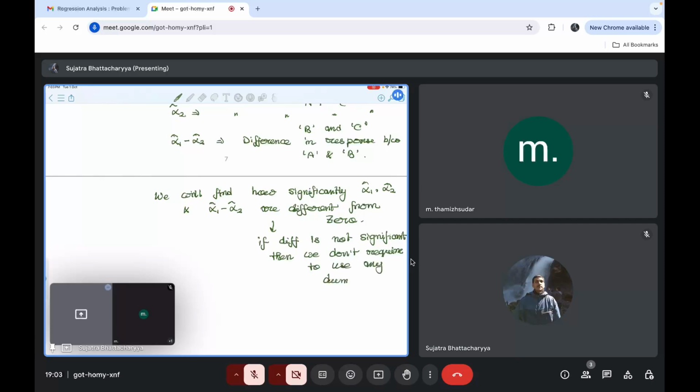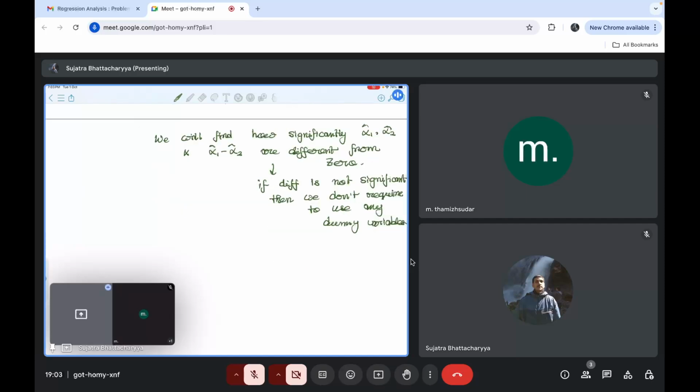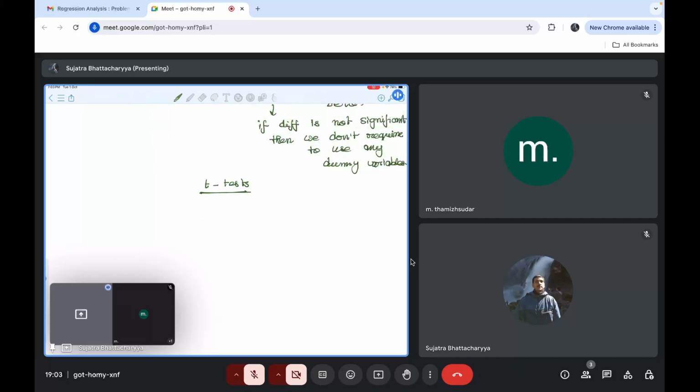As we can see, because alpha 1 hat and alpha 2 hat are nearly 0, there is no requirement. That means if you fit a line to the entire data, whatever line you get is fine. There is nothing wrong in it. Okay. So this is any dummy variable. So for this, we need to do some tests, and we generally use t-tests for this. But after this, we will be using a generalized concept where all possibilities will be covered.